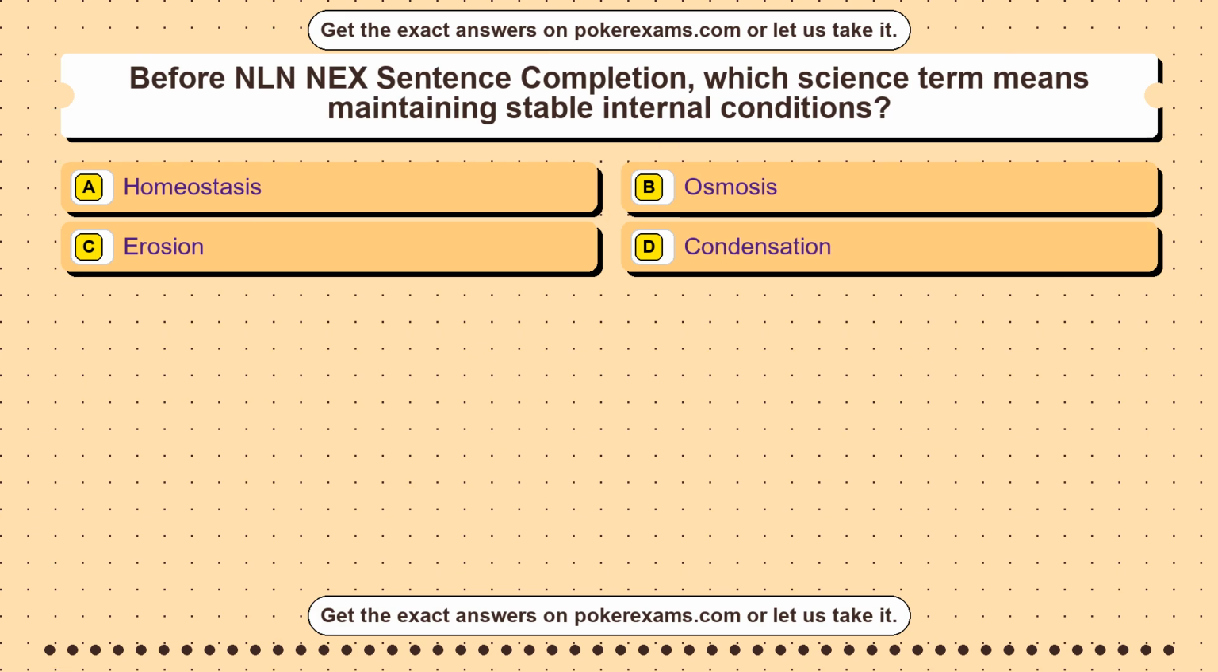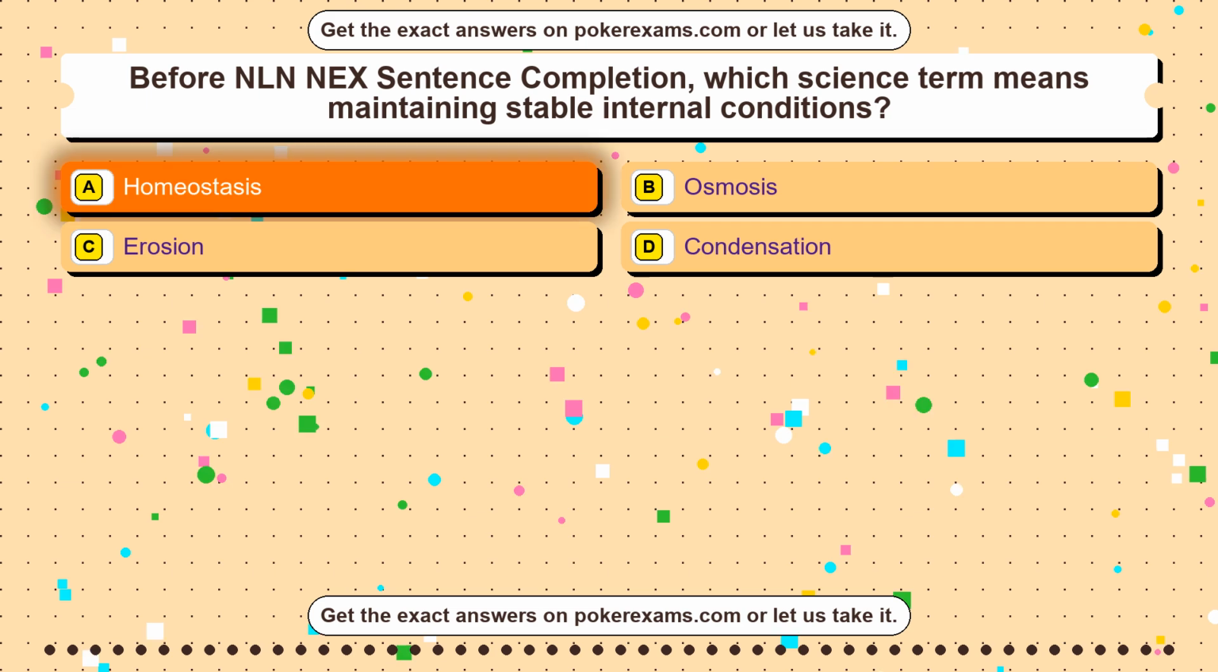Question 5. Before GED Science Review, which angle measures exactly 90 degrees? Option A, right angle. Option B, acute angle. Option C, obtuse angle. Option D, straight angle. The correct answer is option A.